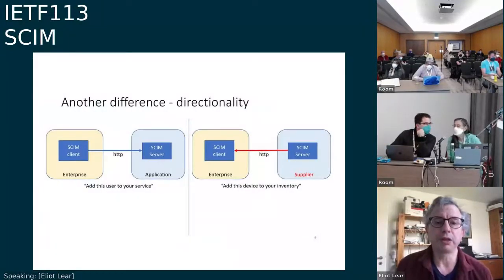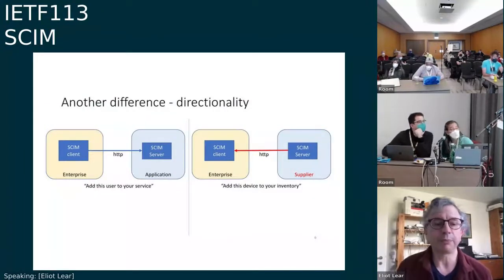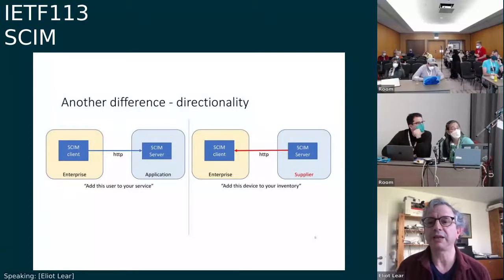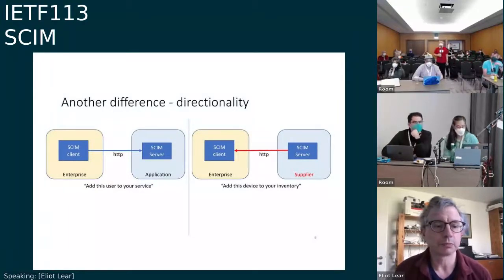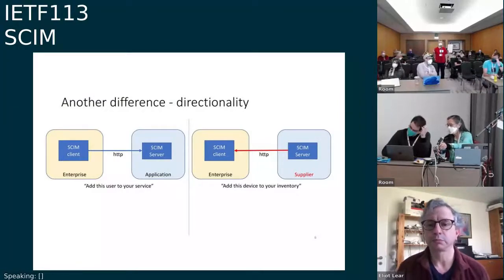So the other thing here that we noticed. Hold on, Elliot. Yep. You've got Leif on the queue. Okay. Hi, Leif.